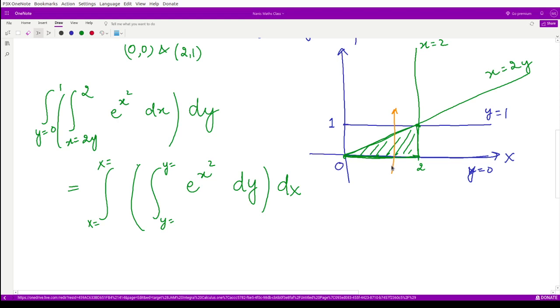So for this changing value of y, your lower limit would be the one where this arrow enters our given region. So at this point, what is the value of y here? We have the value of y as 0 here, and at this point, what is the value of y? The y value is obtained from the equation of this line, and the value of y from this equation is obtained to be x by 2.